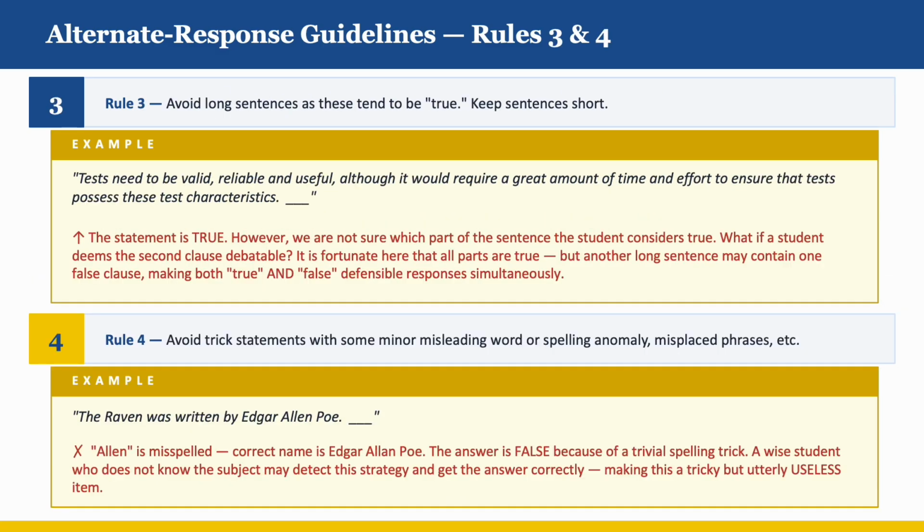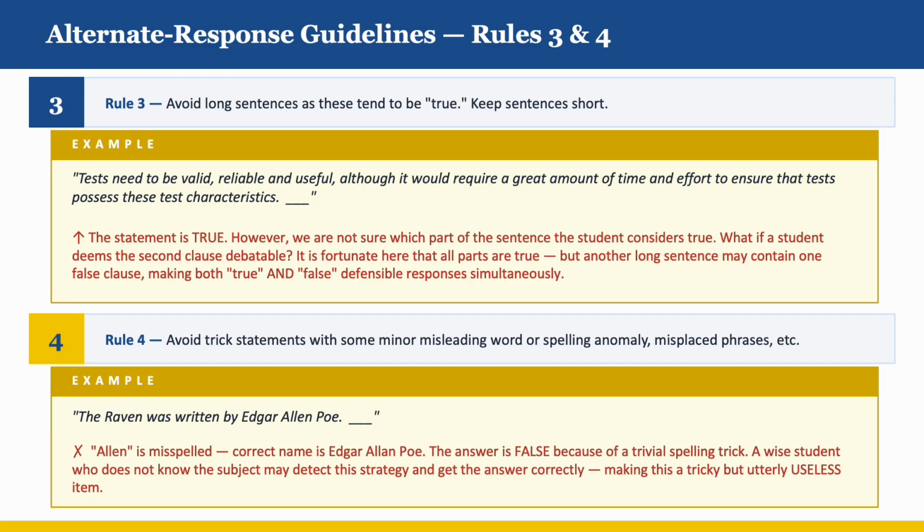Okay, let's continue to rule number 3. Avoid long sentences as they tend to be true. Keep sentences short. So here's why this is a problem. Look at this example. Tests need to be valid, reliable, and useful. Although it would require a great amount of time and effort to ensure that tests possess these test characteristics.